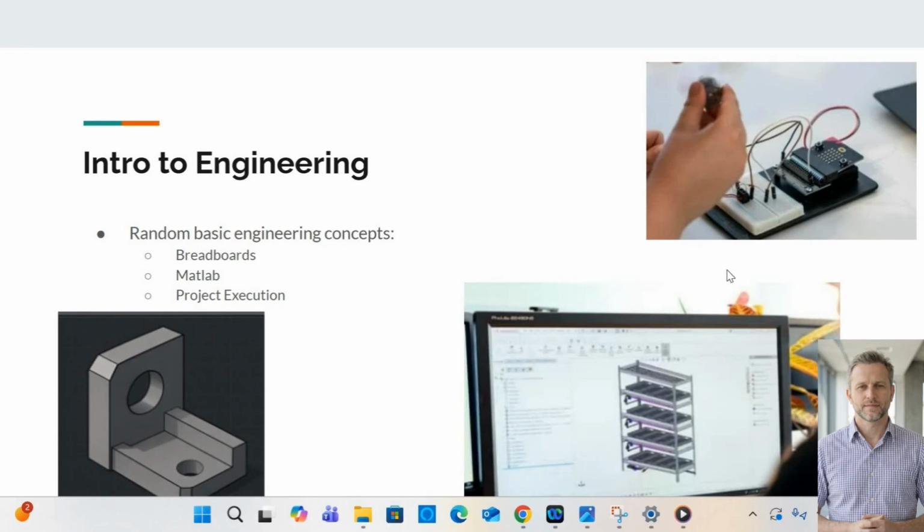So let's talk about the Intro to Engineering course. This is a lot of just random basic intro topics. You go over, I think, just very basic CAD. We did stuff with breadboards, which is more of an electrical thing, where you plug wires into different parts of the board in order to power things. We went over MATLAB a little bit.